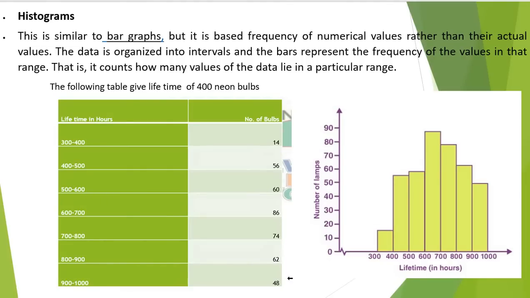So we can draw it in the form of a histogram. See here that these 14 bulbs have a life of 300 to 400 hours. Similarly, you can draw the histogram. It will represent the given data in a graphical form, so it will be easier to analyze the data in this graphical form.